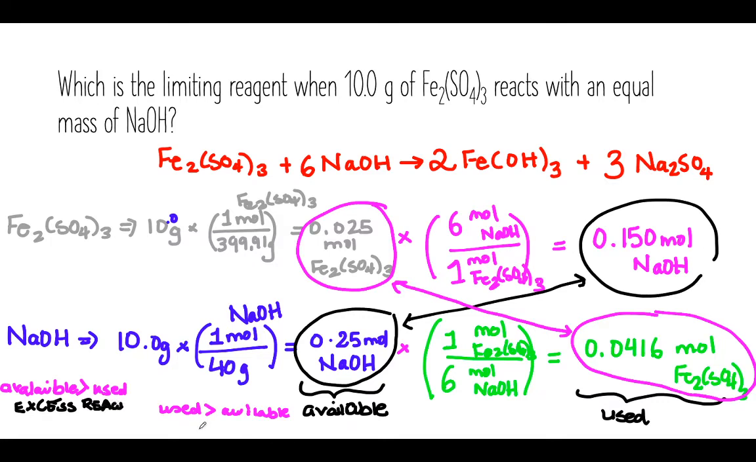But if you have your used greater than your available, so there would be more Fe2SO4 used up than there is available, that tells you that that is going to run out first. That is limiting.